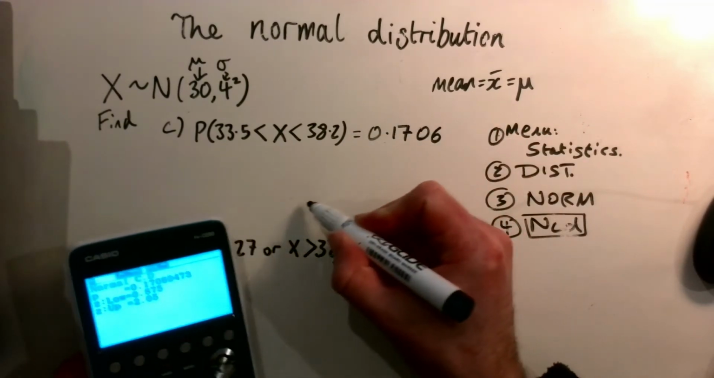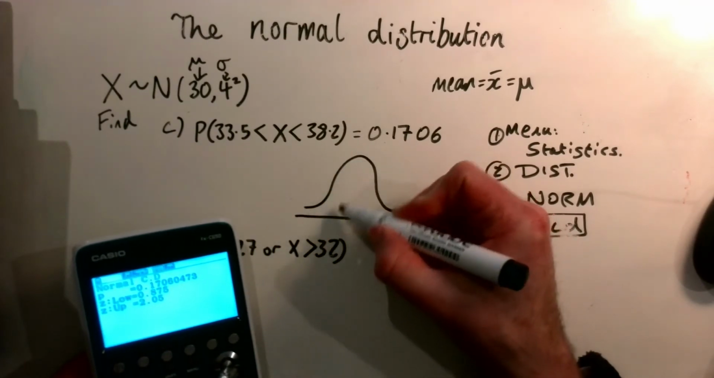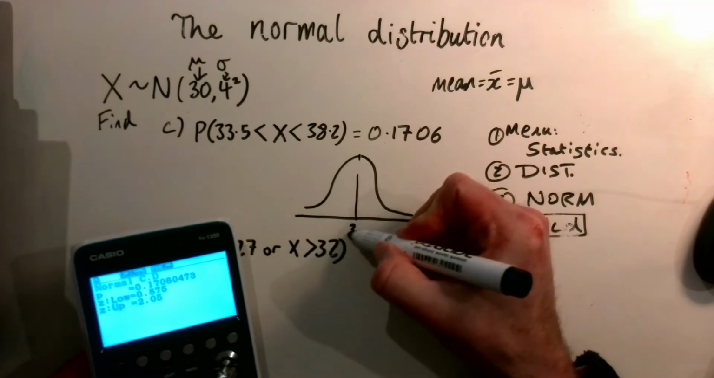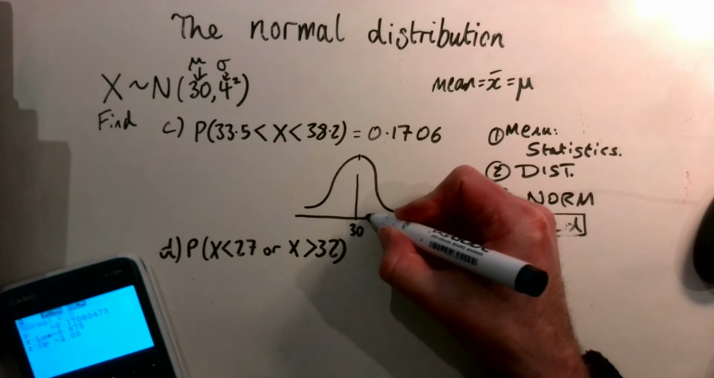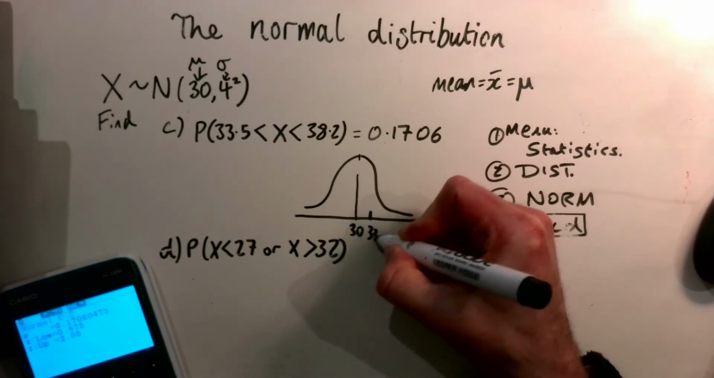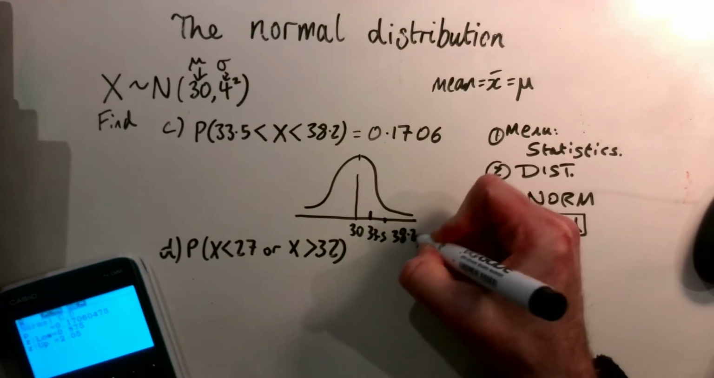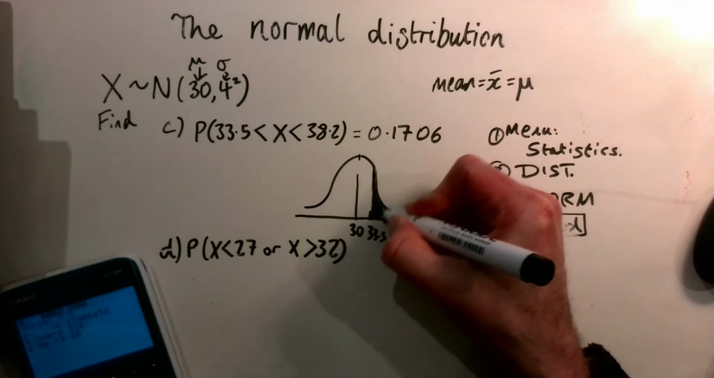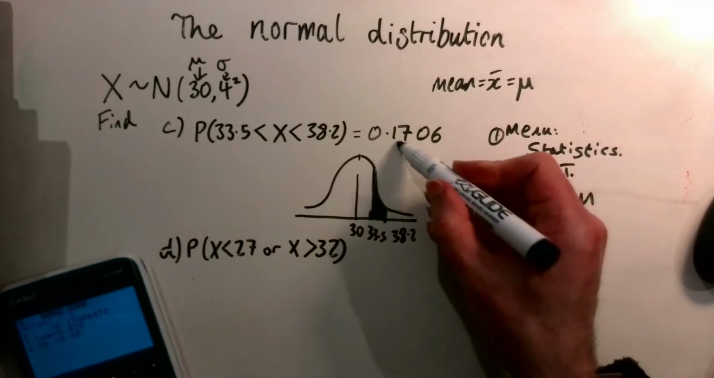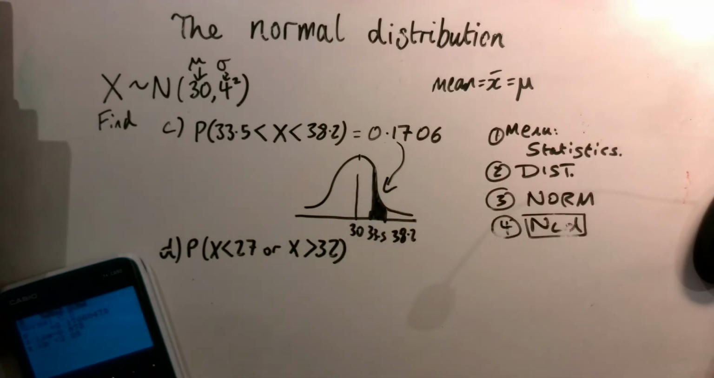0.1706 as a picture. What we're basically looking at here is, there's our 33.5 is sort of here, 33.5, and 38.2 is about there. So we are just looking at that sort of region there, and as one just about a sixth, that looks about right, doesn't it?